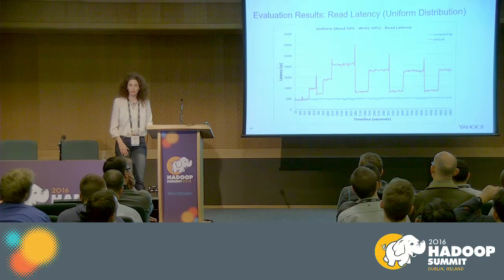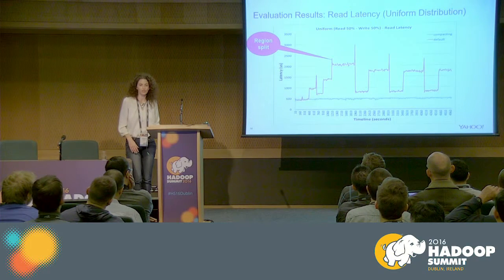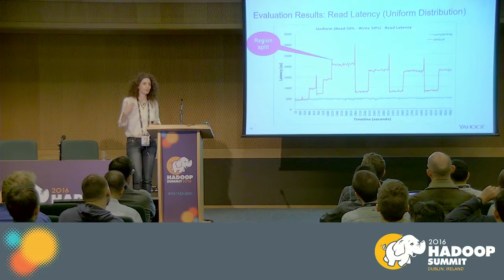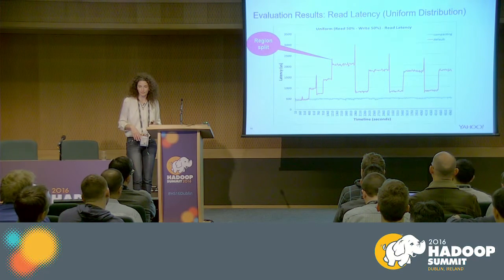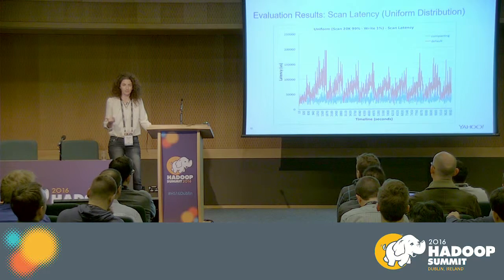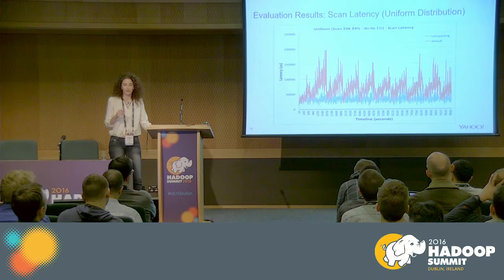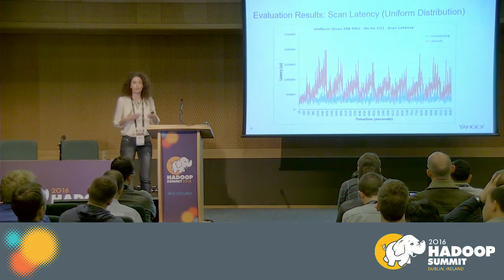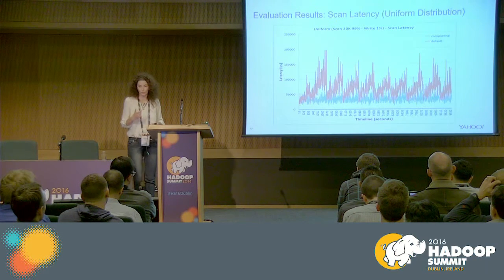For a uniform distribution, we see similar behavior, just that at some point, at the fifth flush, there was a region split, so now it takes more time for the memory to flush, and then more time for the memory to be compacted on the disk. Here we can see the results for the scan. Obviously, they're much noisier since the size of the scan is not fixed. So it's somewhat hard to see the results, but you can see that the trends are more or less similar to what we've seen with the read and write experiment.